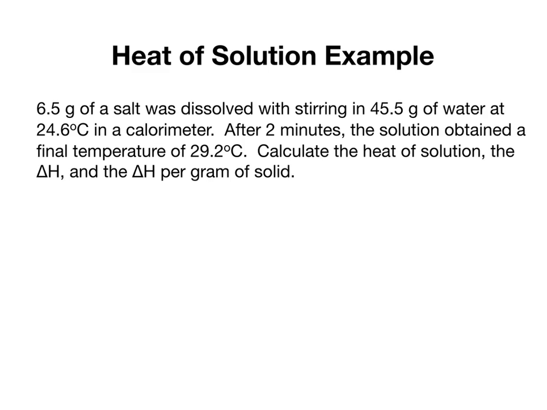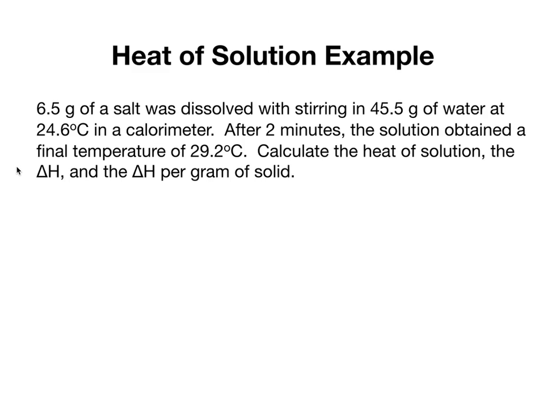Okay, let's look at an example of calculating the heat of solution. Here's a scenario similar to what we may see in the lab. 6.5 grams of a salt was dissolved with stirring in 45.5 grams of water at 24.6 degrees Celsius in a calorimeter. So we're taking a salt, an ionic compound, and dissolving it in water in a calorimeter. After 2 minutes, the solution obtained a final temperature of 29.2 degrees Celsius. We want to calculate the heat of solution, the enthalpy change, and the enthalpy change per gram of solid.